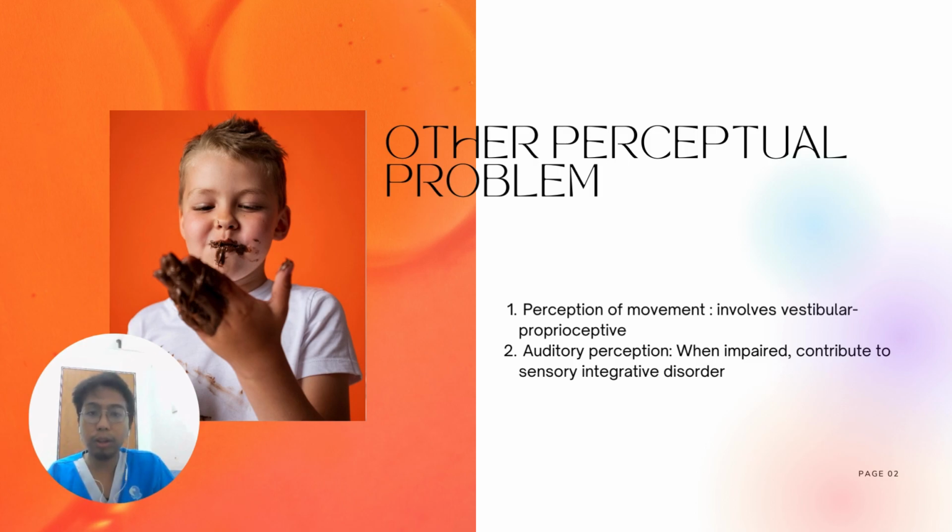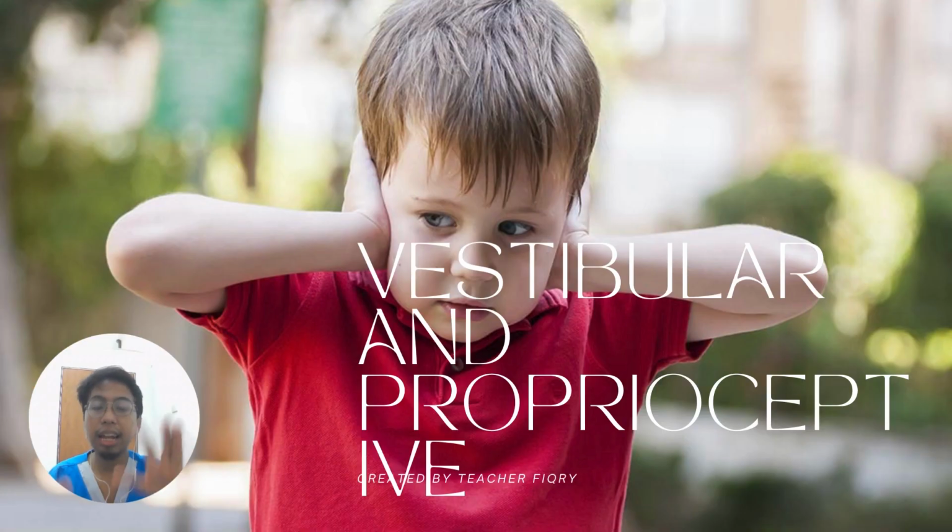And auditory perception includes when impact contribute to sensory integrity disorder. So, bila kita ada problem to filter, contoh auditory perception, filter words and all that, kita akan ada problem to plan our body, to listen to instruction. So, will be one of the main challenge for them. And next, I want to cover on vestibular and proprioception.